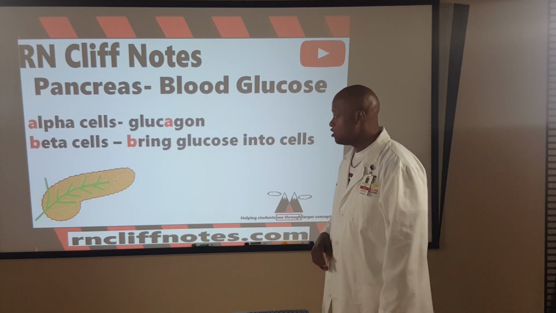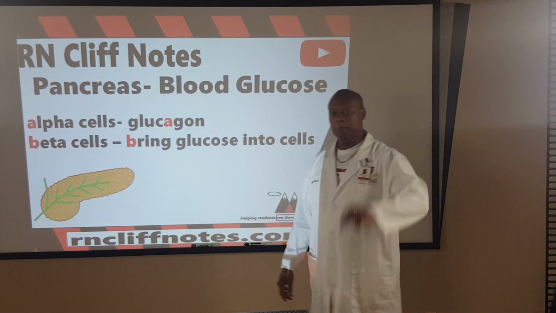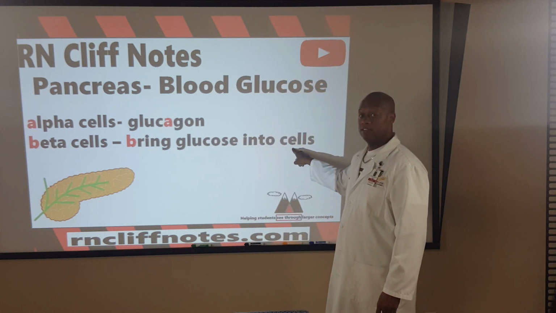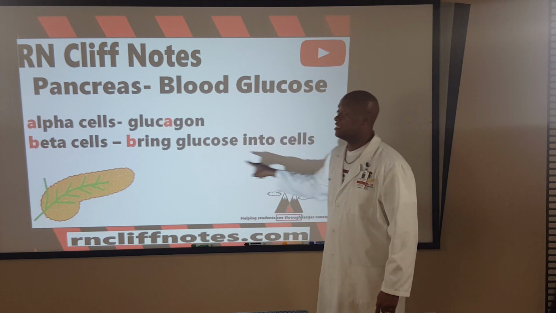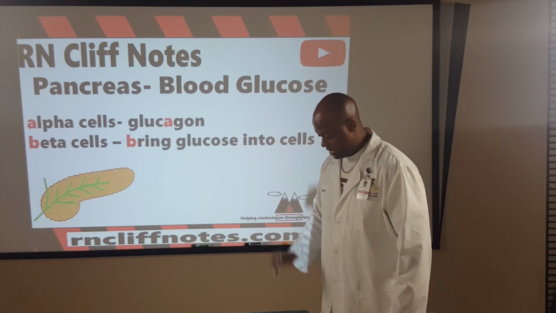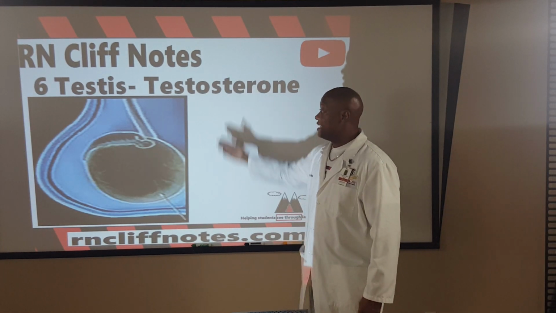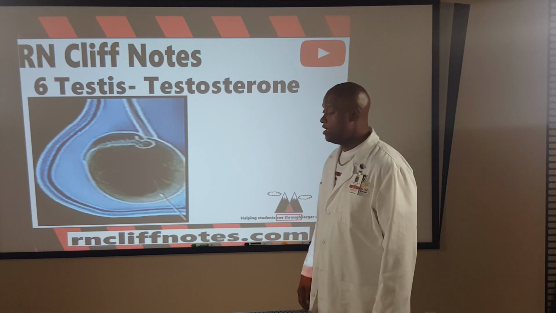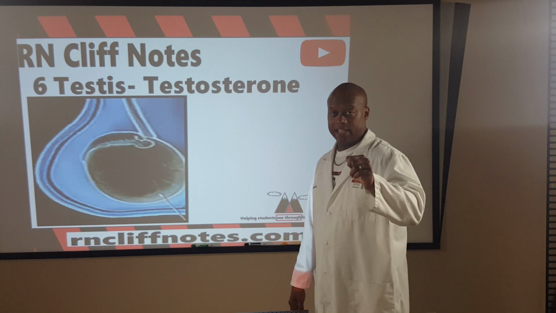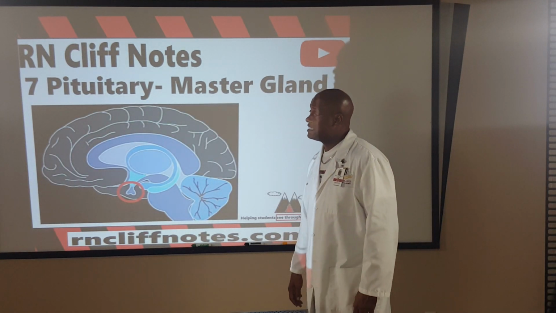All right. So anyway, so what we say? Alpha cells, glucagon, the one with A in it. Beta cells, right? What? Bring glucose what? Into the cell. Utilizing what? The insulin that beta cells produce. So beta cells, insulin. Got it. All right, moving on. The testes. Testes produce testosterone. Okay, so we said the male hormone, right? Produced out of the gonads from males. Testes.